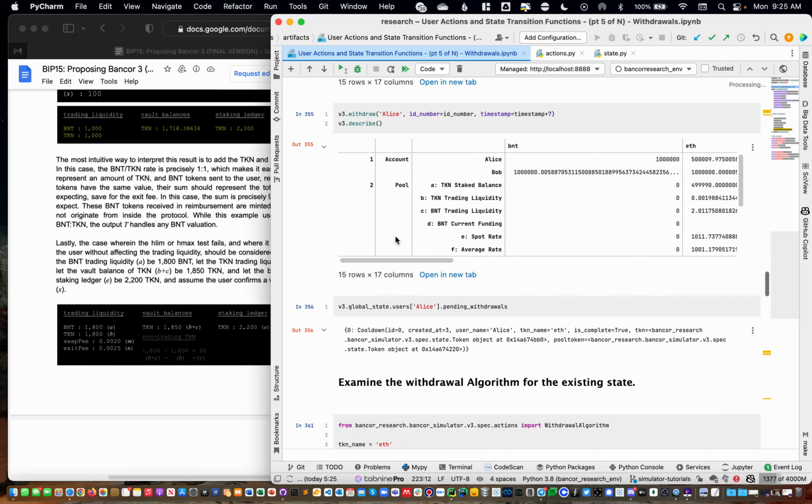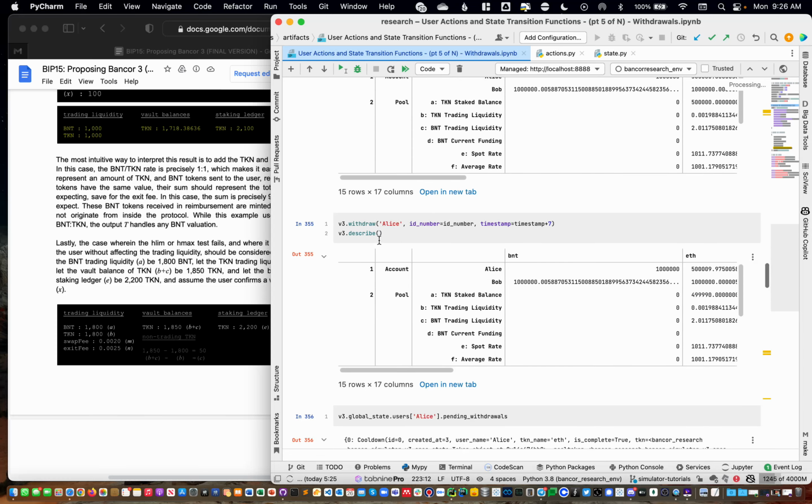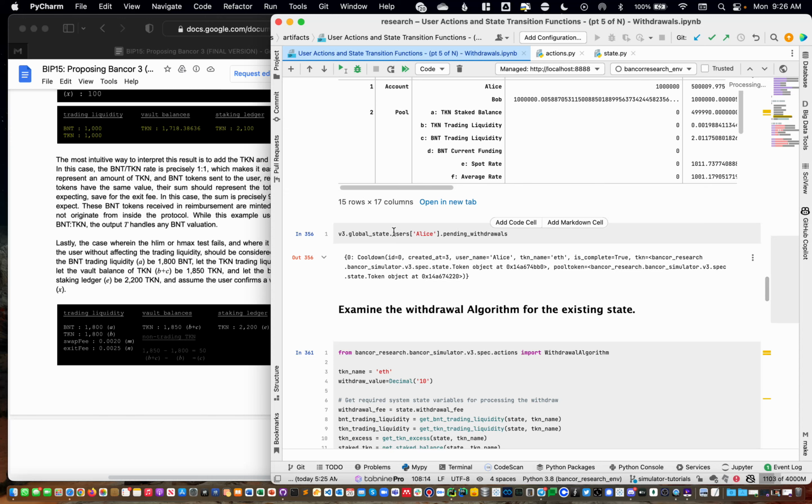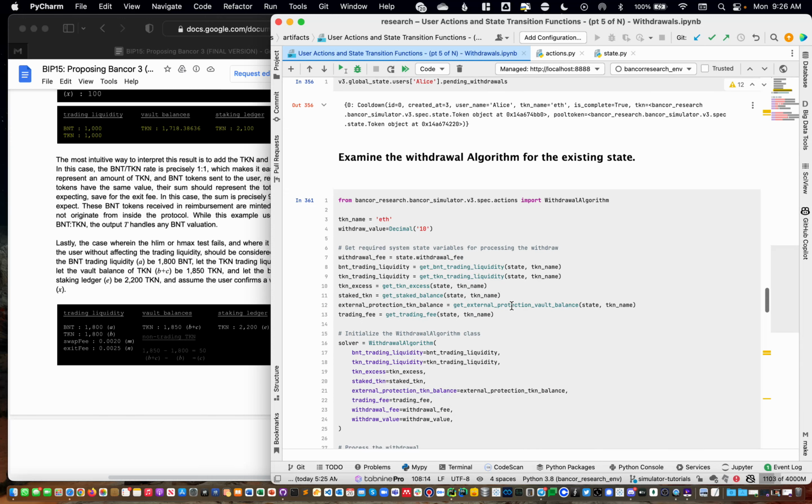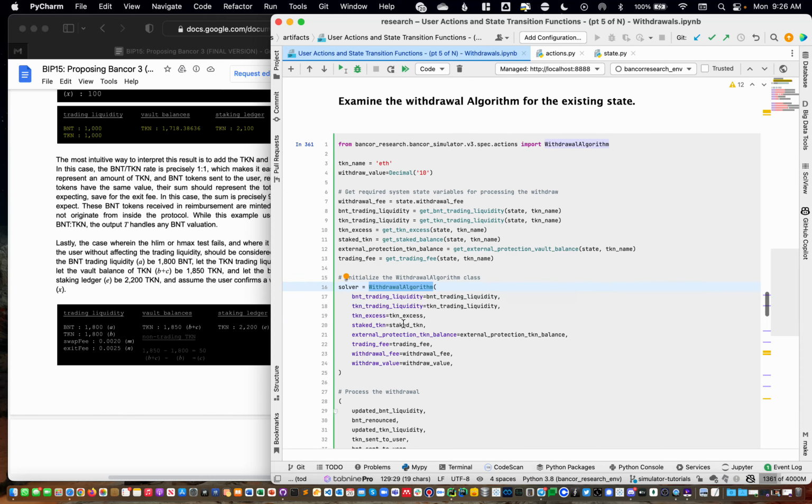And one of which is after we run through Alice doing some withdrawals, very similar to what we saw last time. At that point, we can examine the withdrawal algorithm workings in a lower level of detail by kind of manually starting up this withdrawal algorithm class, right? And we can extract the inputs that we need to use this class based on the existing state.